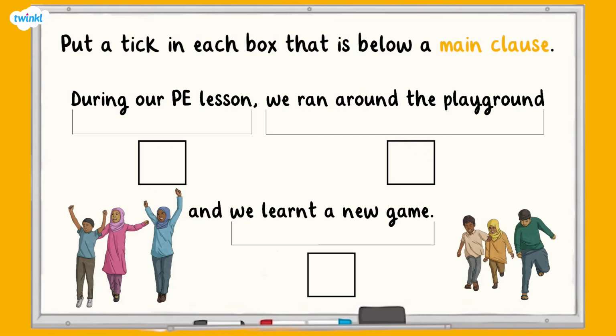Do you have your answer ready? Great, let's take a look at the sentence. During our PE lesson, we ran around the playground and we learnt a new game. Which boxes are below a main clause? Let's take a look at the answers. We ran around the playground is a main clause, and we learnt a new game is a main clause. They each express a complete thought, contain a subject and a verb, and make sense on their own. Well done if you got that question right.